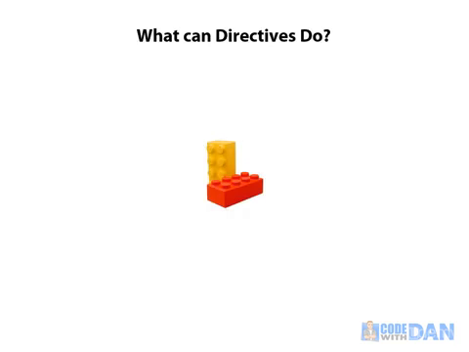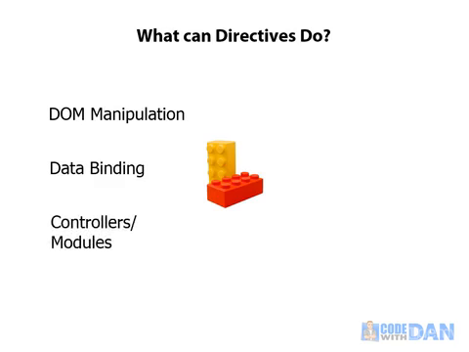Now, you can think of directives as little Lego blocks that can be put together to perform a variety of different functions and build an application. They can do all kinds of things ranging from DOM manipulation to working with data binding. We can reference modules and controllers using directives, handle events, modify CSS, and even determine where views are loaded into the shell page. Now, there's even more that you can do, but starting out, these are some of the key areas that you'll probably want to know about and work with as you use directives in your AngularJS apps.